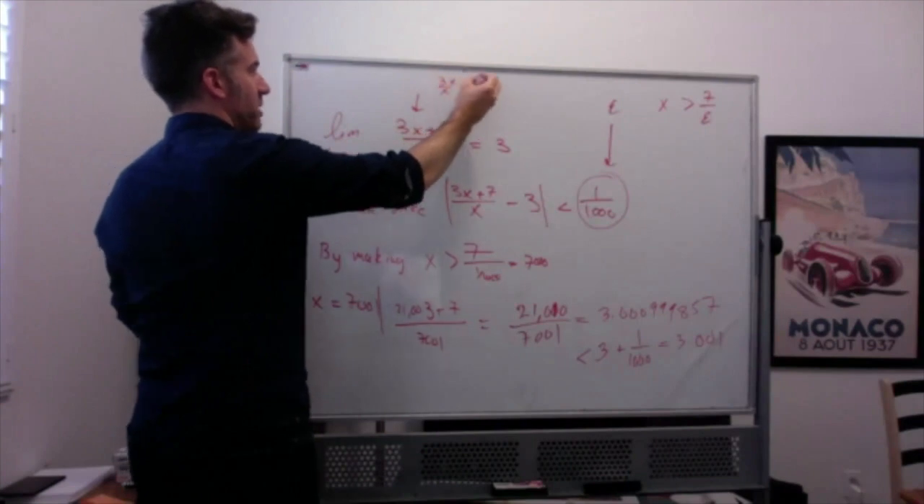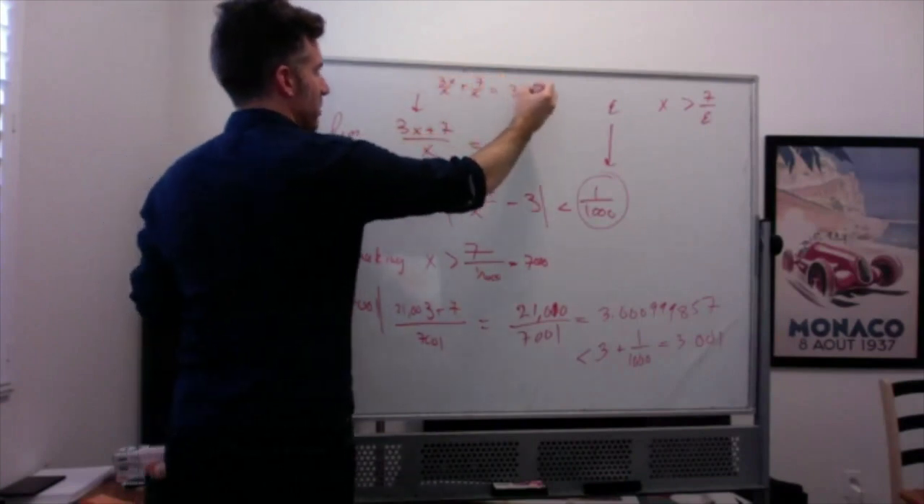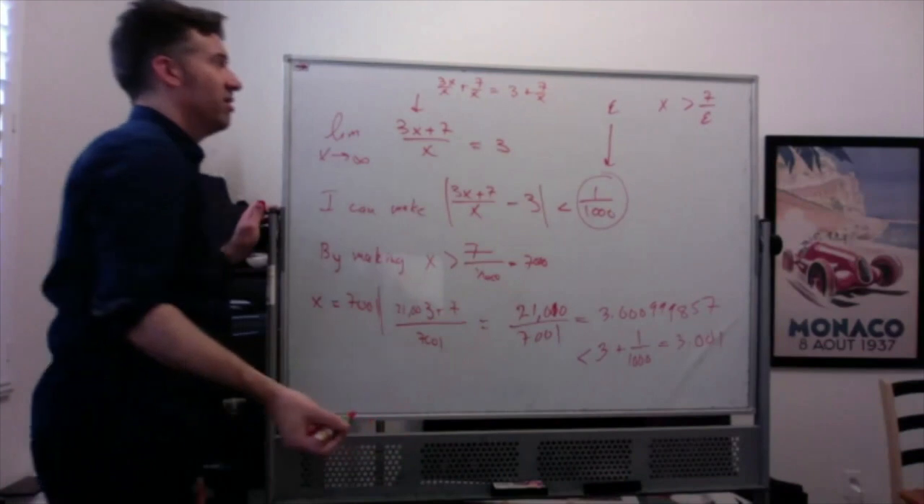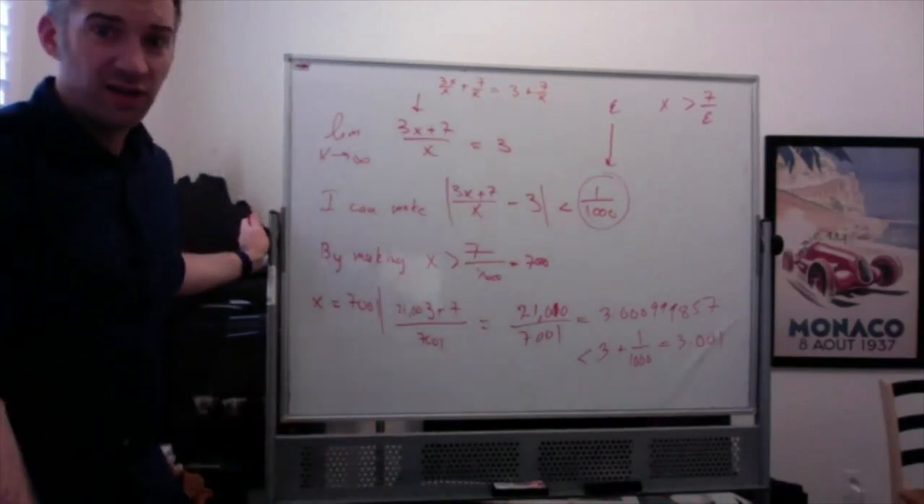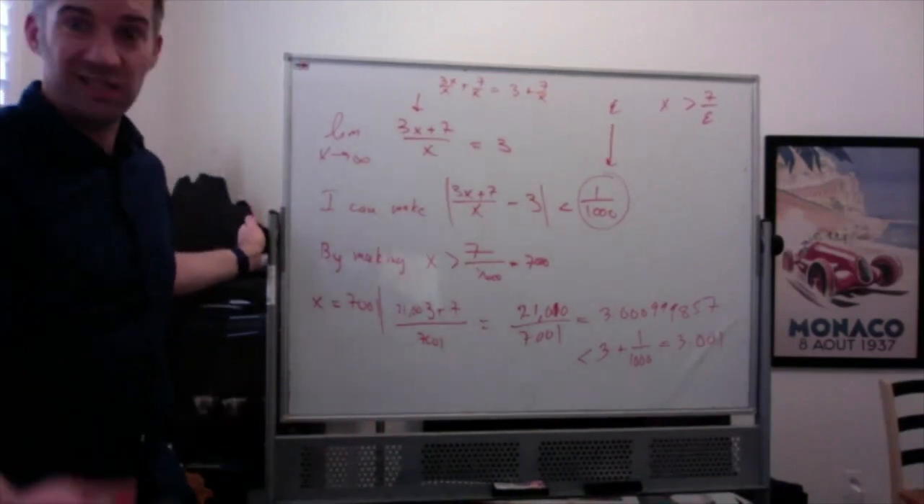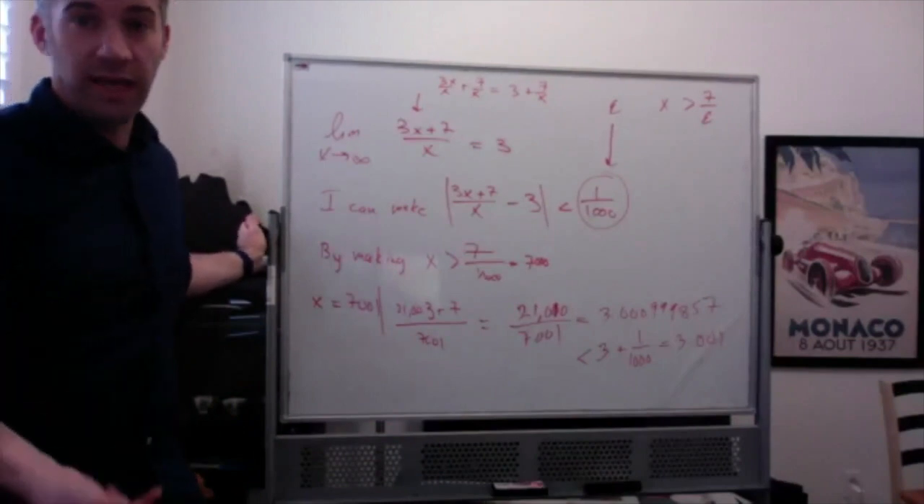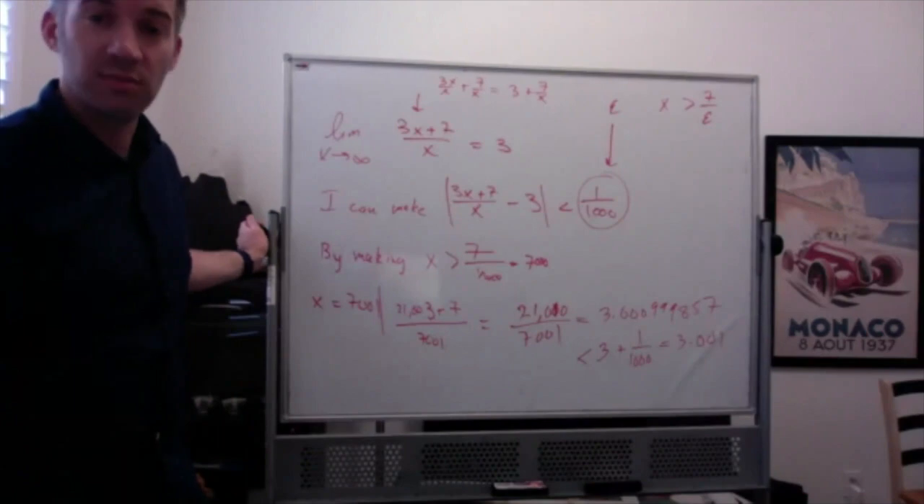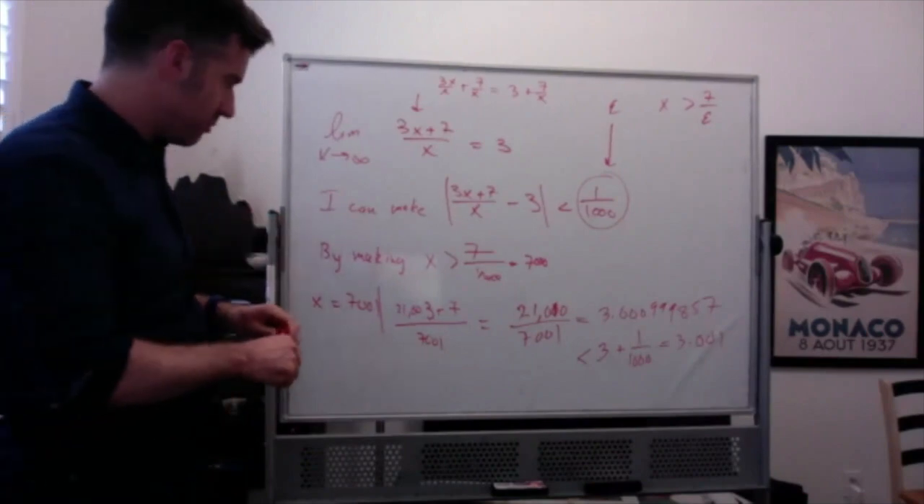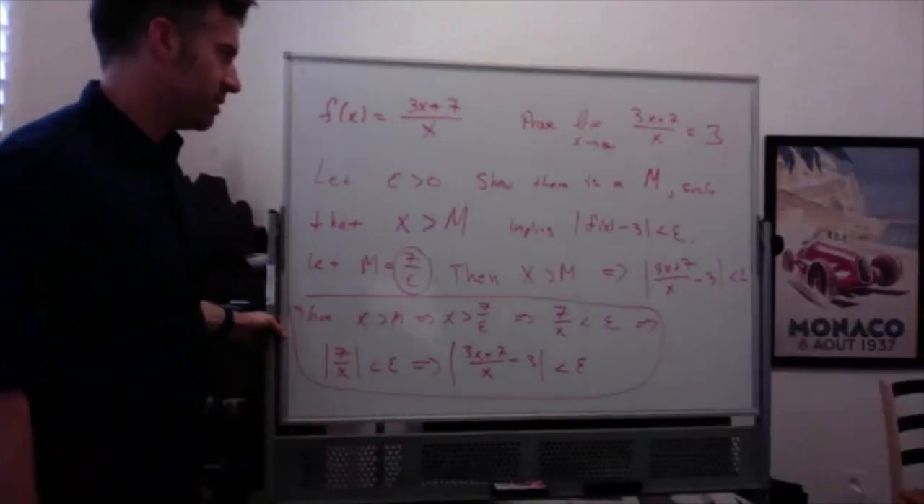3x over x plus 7 over x, which is 3 plus 7 over x. 3 plus 7 over x is never going to equal 3, because 7 over x is never going to equal 0. But it is going to get as close to 3 as you could possibly get without actually being equal to 3. Okay. I think I've said it enough times.